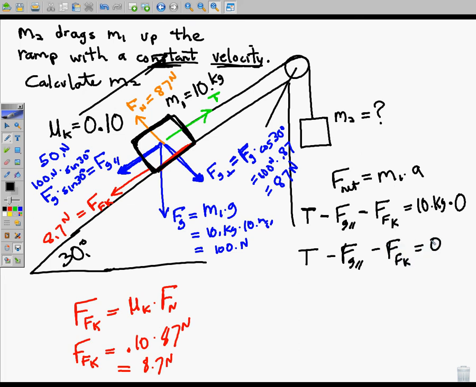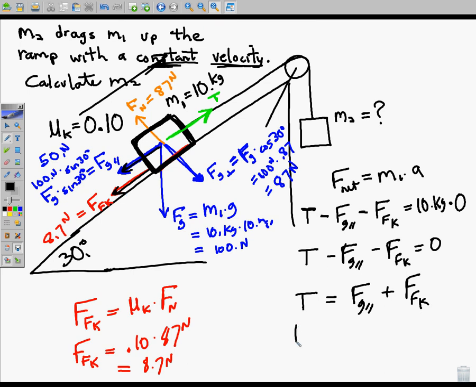And we can bring those minus terms over to the other side. So we know T equals FG parallel plus FFK. And we didn't really have to go through Newton's second law to figure that out. If this box is sliding up the ramp at a constant velocity, how is the magnitude of T going to compare to the magnitude of FG parallel and FFK? It's going to be their sum.